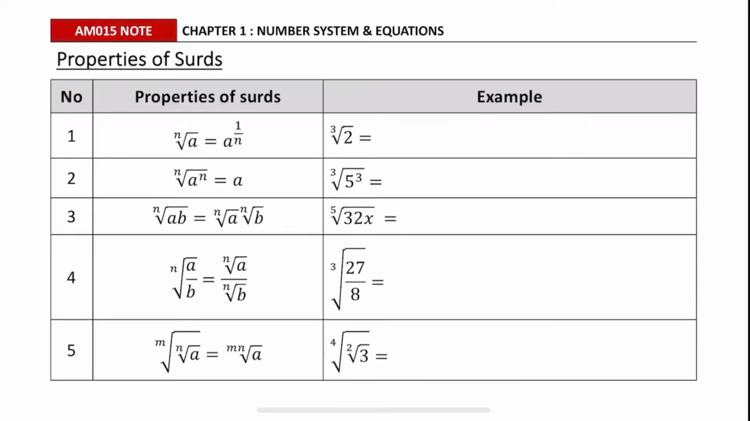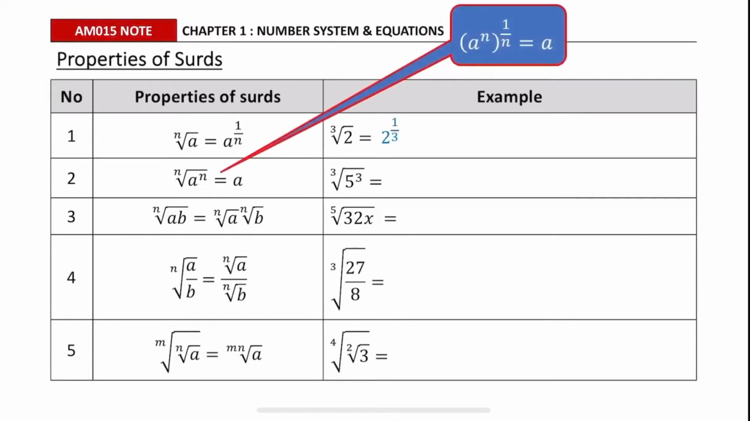These are the properties of surds. The first property is that the nth root of a can be expressed as an index number, a to the power of 1 over n. For example, the cube root of 2 can be expressed as 2 to the power of 1 over 3. The second property is that the nth root of a, to the power of n, is equal to a. This is because when the nth root is written as an index, we can multiply the powers, which then become power of 1. The example is the cube root of 5, cubed, is equal to 5.